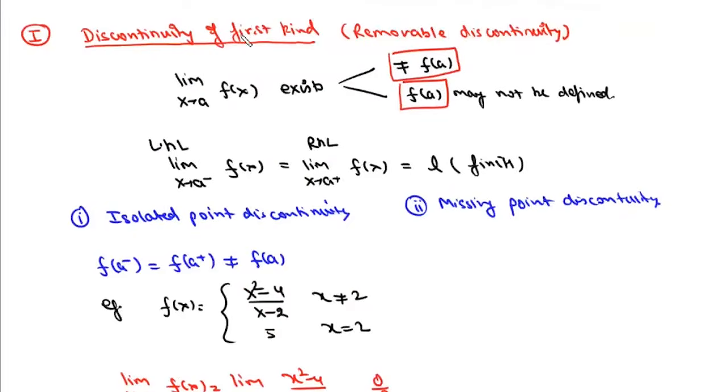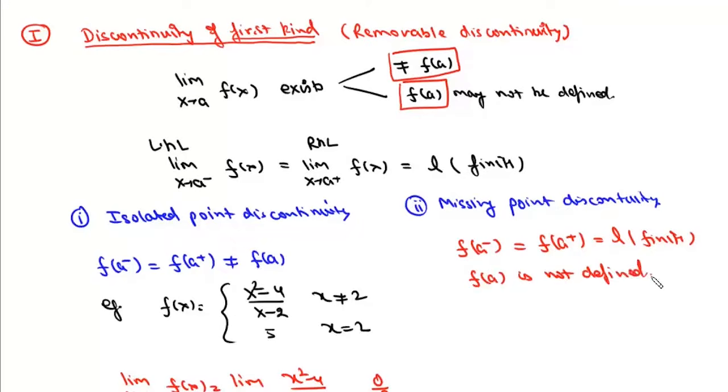Now within the framework of discontinuity of first kind, the second type is missing point discontinuity. And in this case, this left hand limit will be equal to this right hand limit, and both of them, they'll exist finitely, but this f(a) is not defined. And when you have this case, when limit exists finitely but the function is not defined at that point, we say it is a missing point discontinuity.